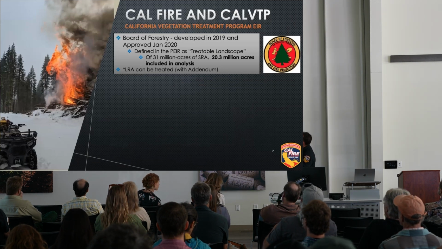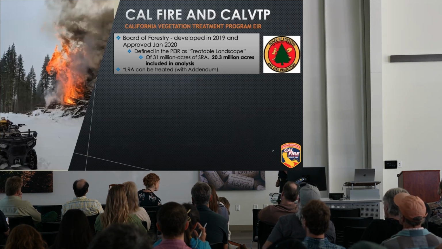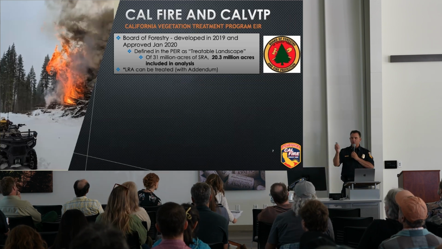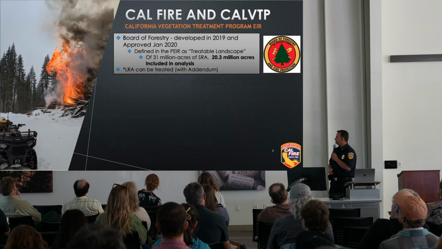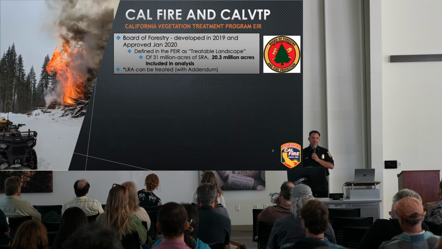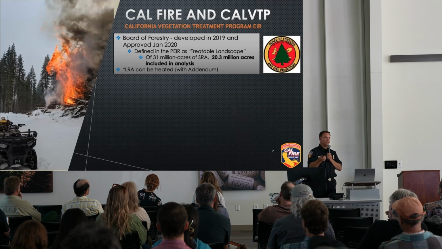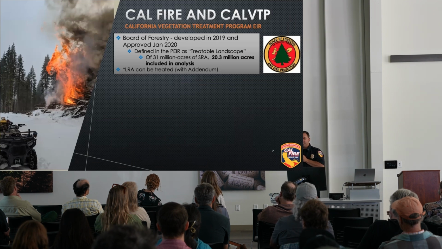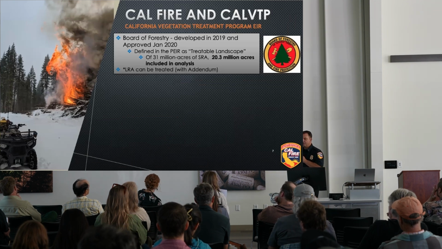kind of fast. So how do CAL FIRE and the Cal VTP work? It was approved in 2020, 31 million acres. It covers most of the state, not the federal land. It's for SRA, but the LRA, the local responsibility area, can be included with an amendment. You can do a quick little analysis that says, this is just like SRA in the LRA, and we're going to include it. So there's a way to do it.